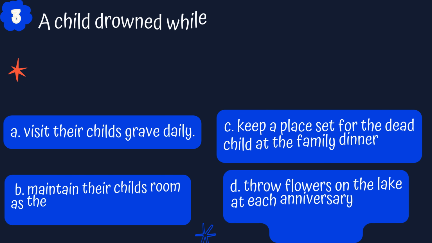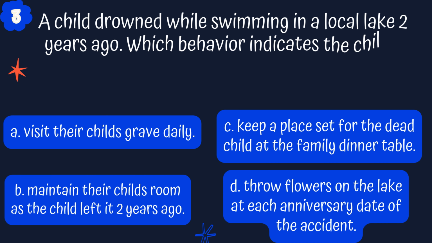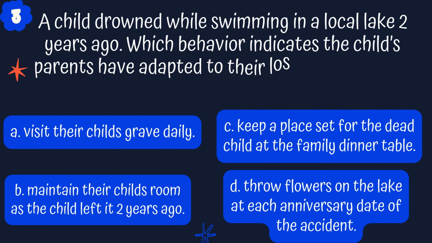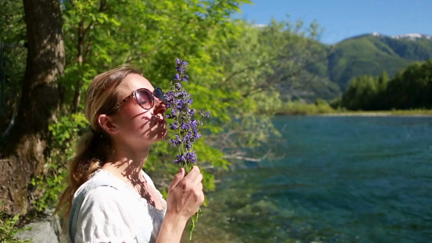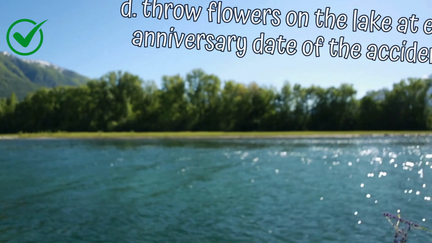Question 3. A child drowned while swimming in a local lake 2 years ago. Which behavior indicates the child's parents have adapted to their loss? The parents A. Visit the child's grave daily, B. Maintain their child's room as the child left it 2 years ago, C. Keep a place set for the dead child at the family dinner table, or D. Throw flowers on the lake at each anniversary date of the accident. The answer is D. Throw flowers on the lake at each anniversary date of the accident.